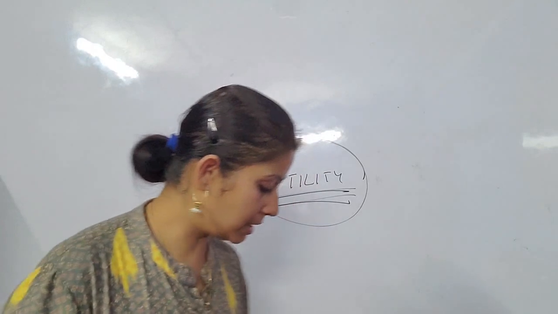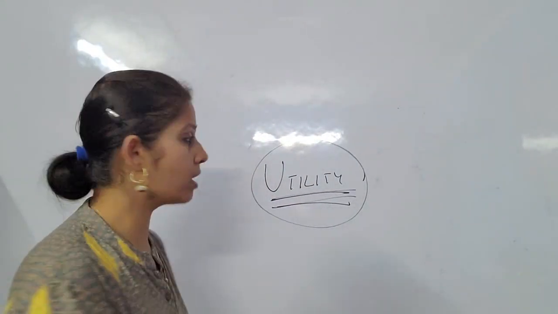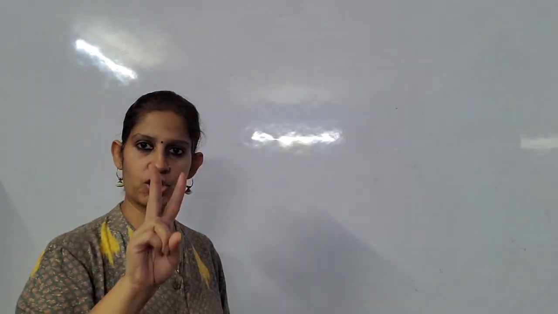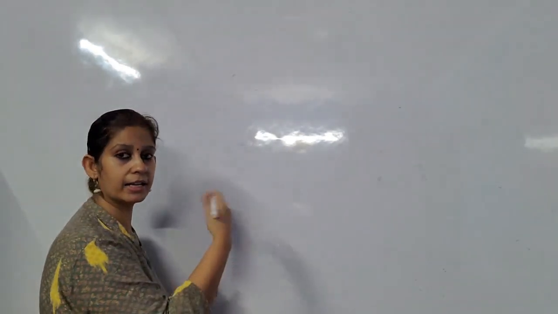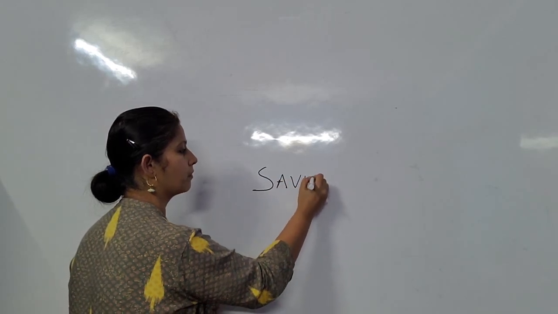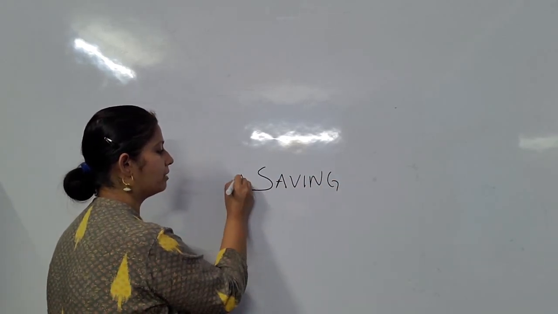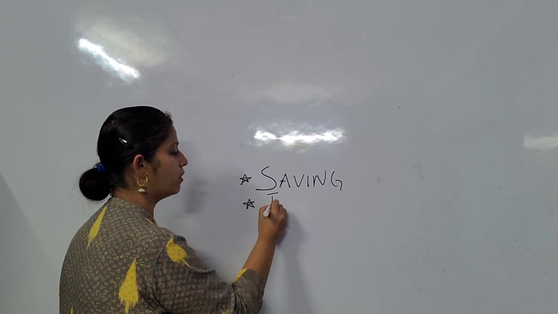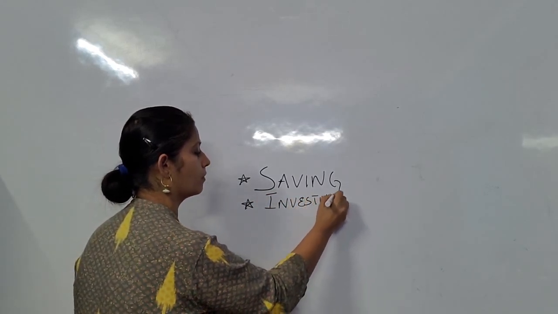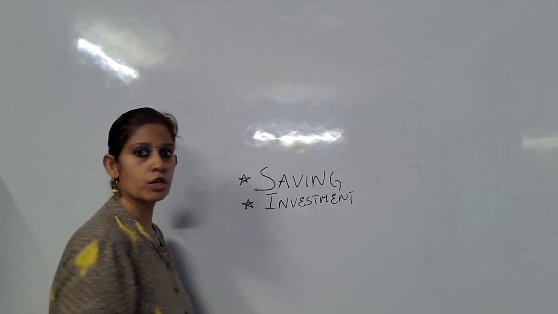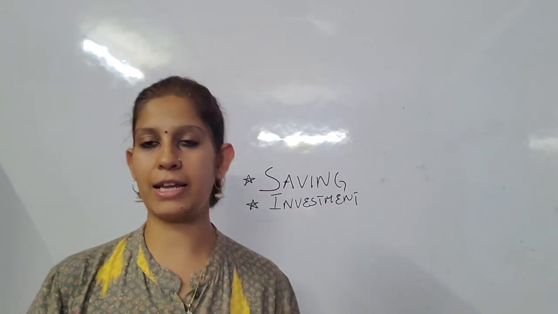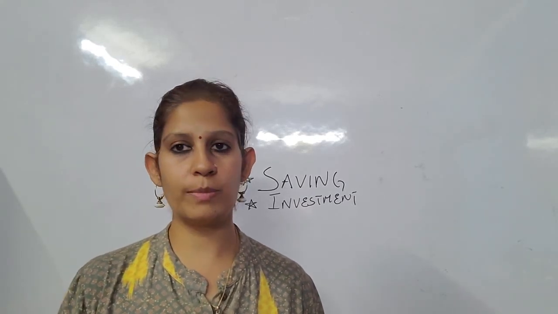The next term is savings. What is saving? The next two terms which we will be understanding now are savings and investment. Okay, so the next two terms which we will be discussing are saving and investment. What do you mean by saving?